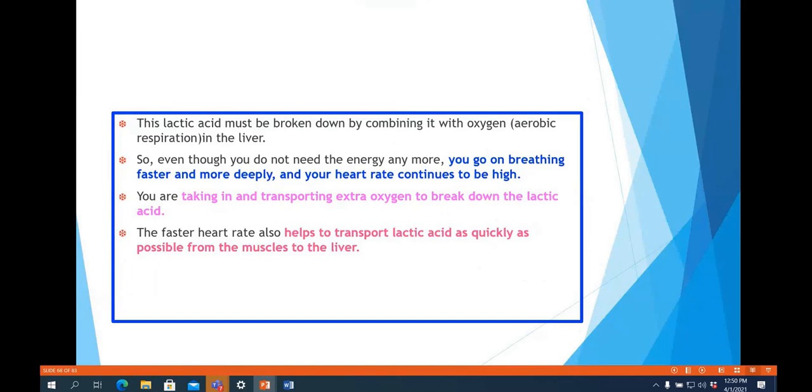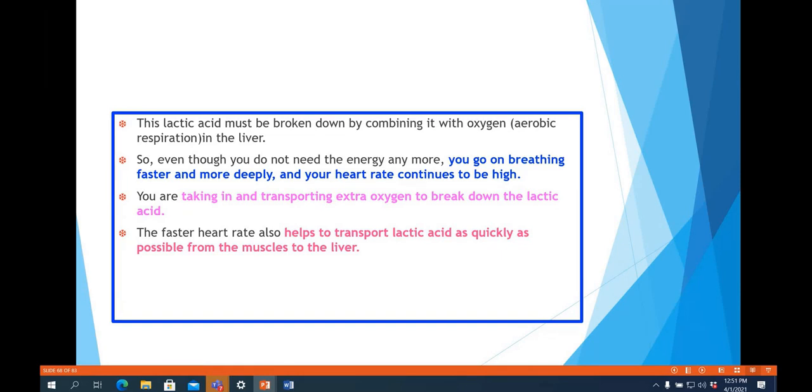So this lactic acid must be broken down by combining it with oxygen, which is aerobic respiration in the liver. So even though you do not need the energy anymore, you go on breathing faster and more deeply, and your heart rate continues to be high for another 7 or 8 minutes. Even after you stop running or stop vigorous exercise, you're still breathing faster. Why? In order to pay off the oxygen debt, in order to break down this lactic acid which has been produced during this anaerobic respiration.